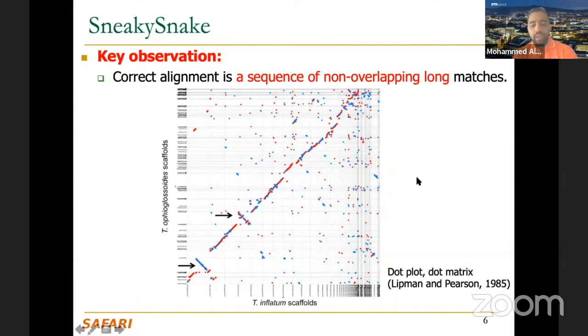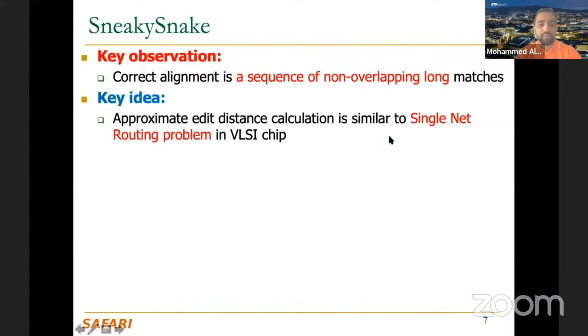Now, we leverage this observation, or we exploit it actually, to build the SneakySnake algorithm. The correct alignment is a sequence of non-overlapping long matches, and these are the things around the diagonal. So we said, okay, let's approximate the edit distance calculation using what we call the single net routing problem in a VLSI chip. We observe that the single net routing problem is something very similar to connecting these dots or finding these long non-overlapping matches.